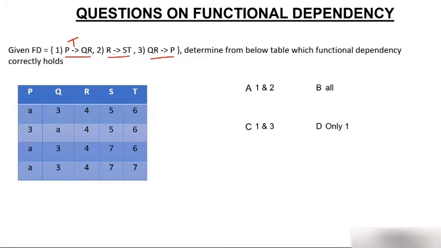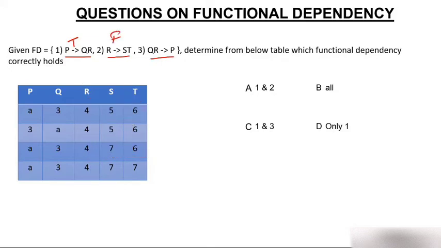Let's check this, R to ST. If the R values are repeating, then the ST values should also repeat. So if 4 determines 5 6, then 4 should also determine 5 6, but now 4 is determining 7 6. How is that possible? We cannot say ST is dependent on R, because for 4 it has a value 5 6, and for 4 it also has a value 7 6, so it is not truly dependent. So this is false.